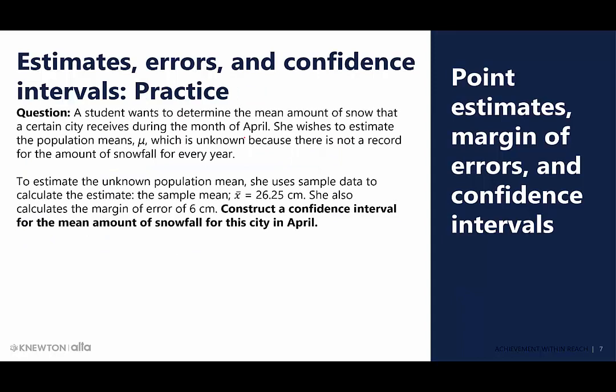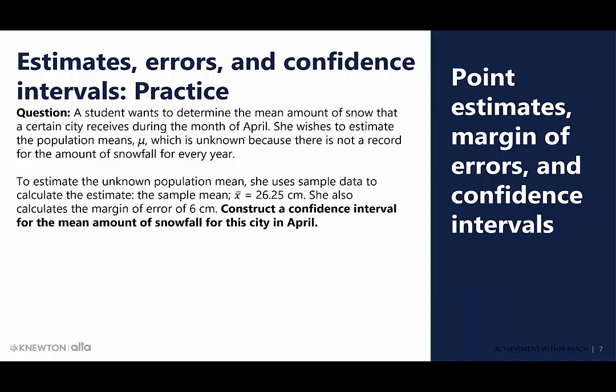Here we go. So a student wants to determine the mean amount of snow that a certain city receives during the month of April. She wishes to estimate the population mean, which is unknown because there is not a record for the amount of snowfall for every year. So in this case, the population mean is completely unknown. To estimate the unknown population mean, she uses sample data to calculate the estimate, and she got a sample mean of 26.25 centimeters. That is our point estimate for the population mean. She also gets a margin of error of 6 centimeters.